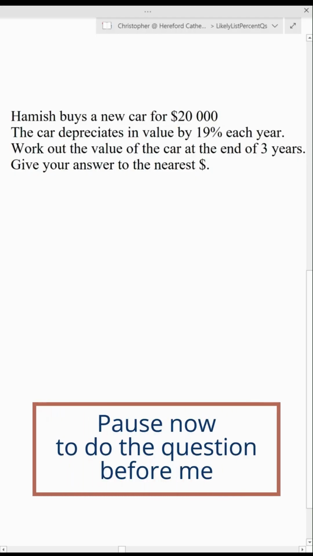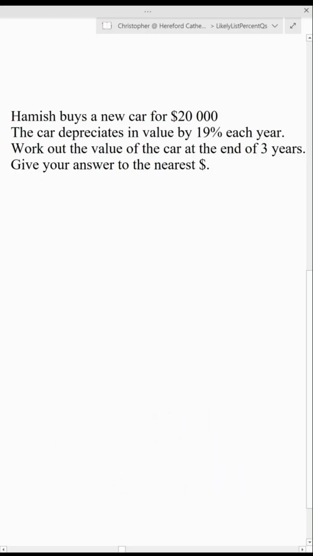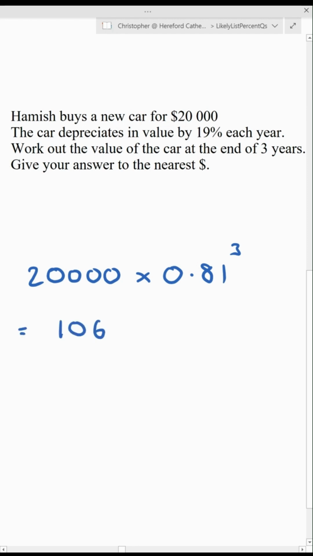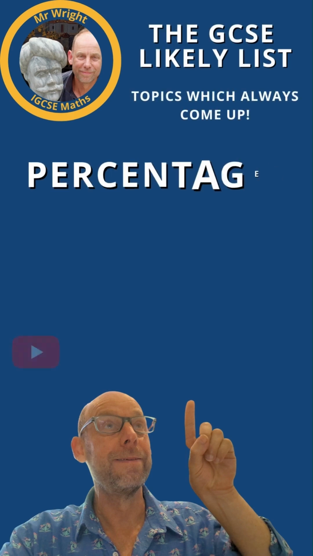Pause now to do the question before me. So we start with a car worth $20,000. Each year it depreciates by 19%. So it's multiplied by 0.81, and that depreciation happens for 3 years. So my calculator then gives me this answer, and I'm asked to put it to the nearest dollar. So my answer is $10,629.